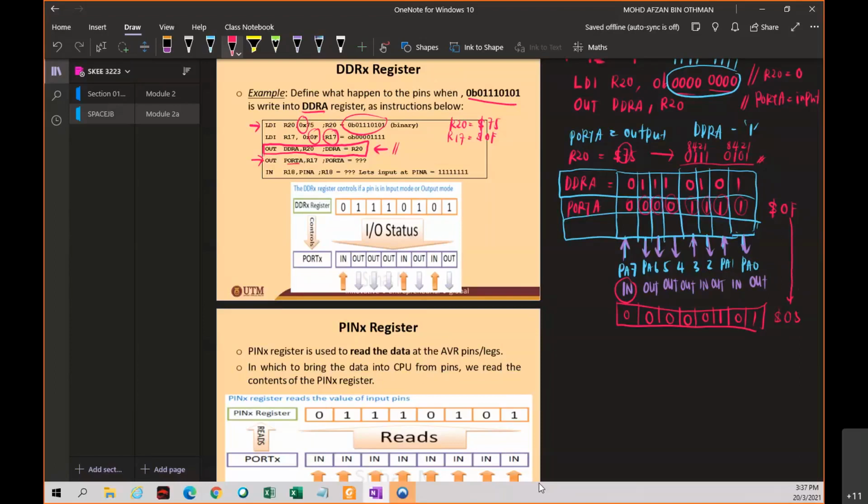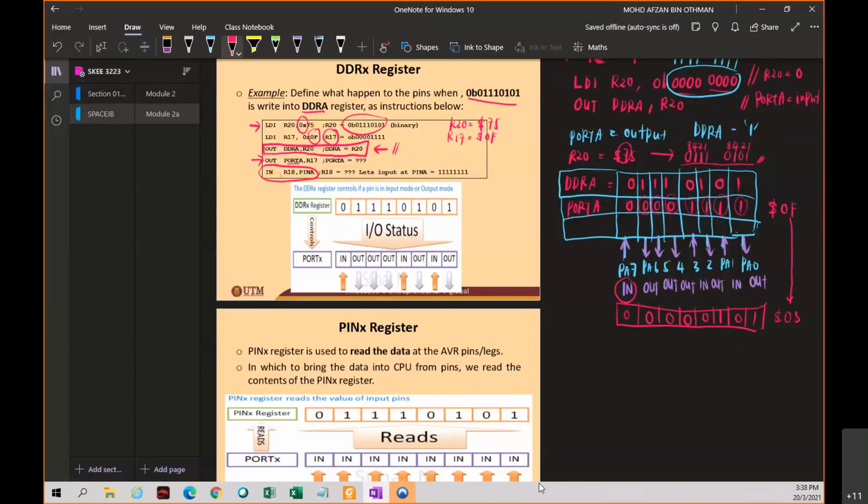Hanya yang output je boleh hantar keluar, mana yang input tak boleh hantar keluar. Okay, that is the explanation lah kalau kamu buat combination of input output port pada satu masa. Okay, contohlah. So, sekarang ni kamu nak line yang ni, in R18 pin A. Maksudnya kat sini kita nak baca value yang kita terima daripada pin A. Okay, and then kita nak letak dalam R18.